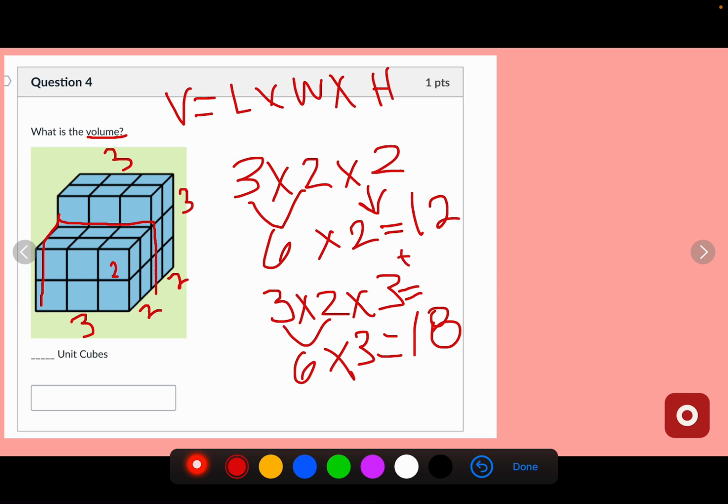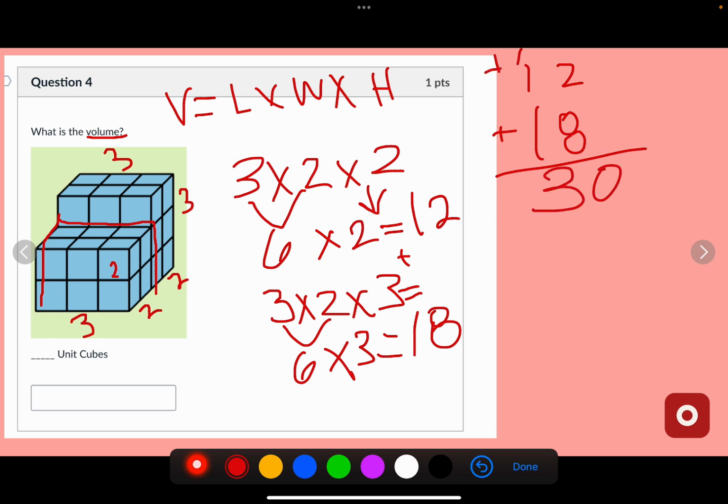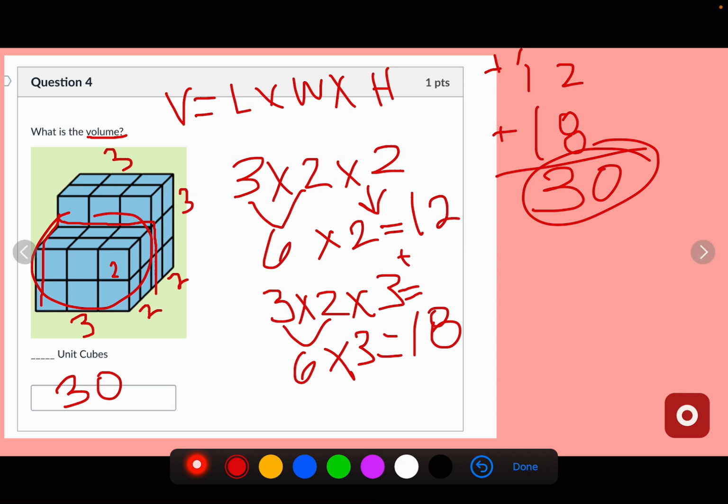So we're going to add the 2 volumes together. 12 plus 18. 2 plus 8 is 10. Carry that 1. 1 plus 1 plus 1 is 3. Your answer is 30. Your volume is 30 unit cubes. And once again, if you can't remember the formula, you could have also tried to count them. You'd have to imagine what's behind this box, but you could imagine, based on what they do show you, what the remaining boxes are.